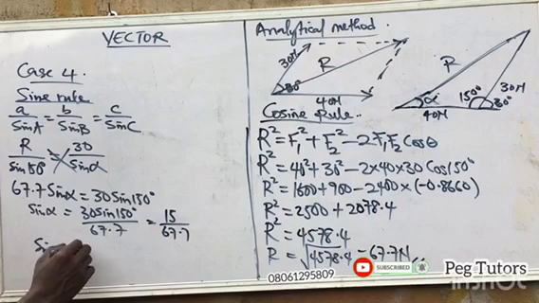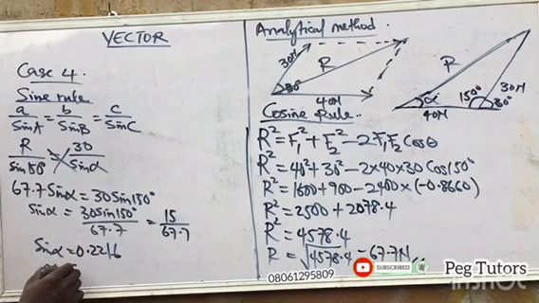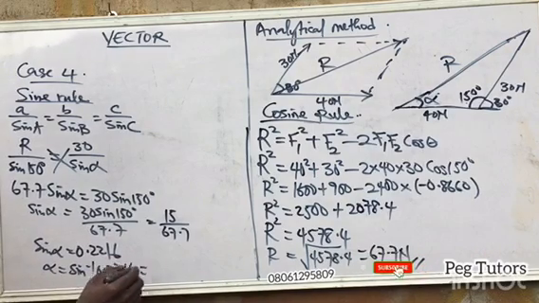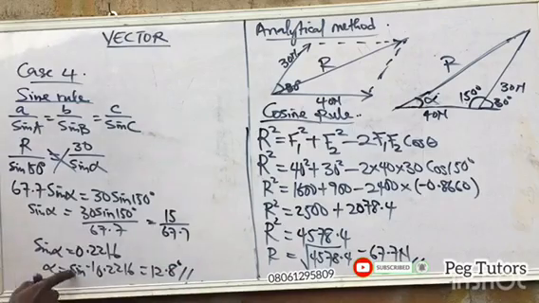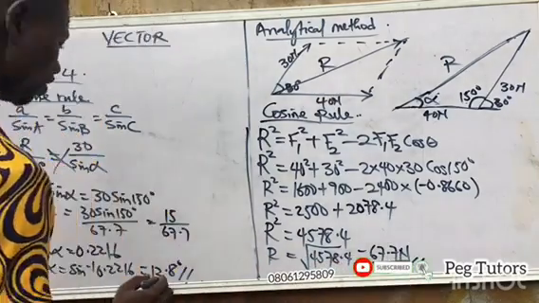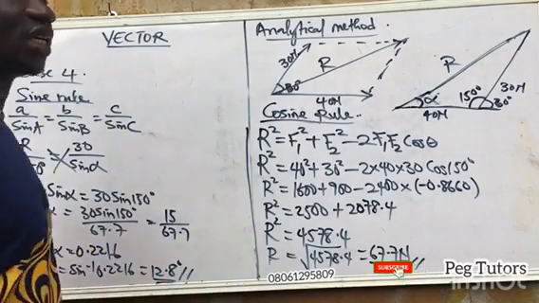That will give us 0.2216. So alpha is sine inverse of 0.2216. That gives us 12.8 degrees. So this is the direction of the resultant force, and this is our resultant force. So this is how we can work on the case 4.